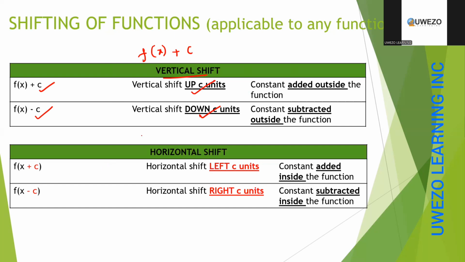Similarly, if we add a constant inside the brackets in place of x, then there will be a horizontal shift. And be careful, when you add c, the graph will actually move to the left. And when you are subtracting c, the graph is going to move right.